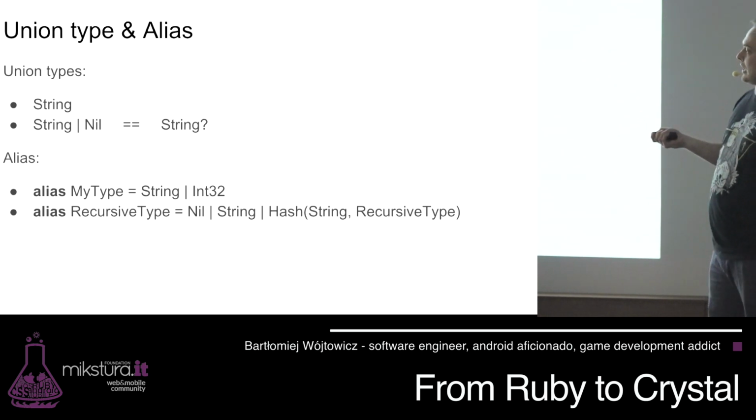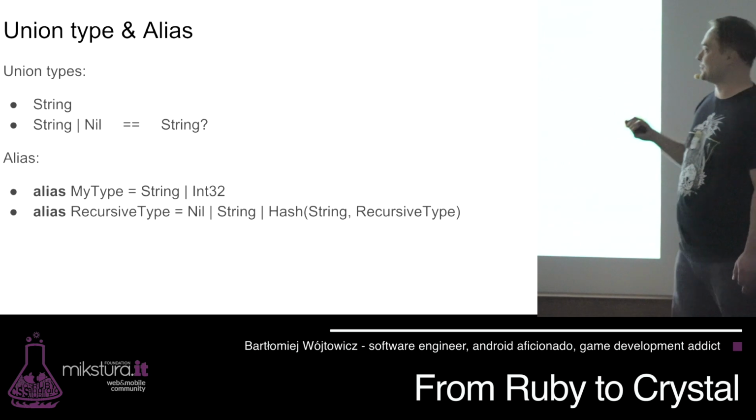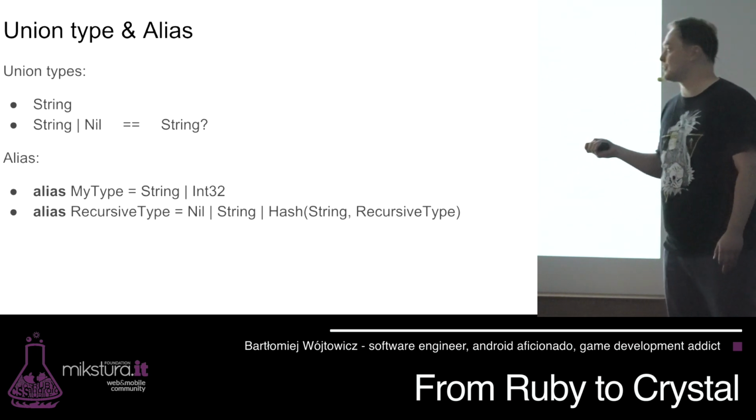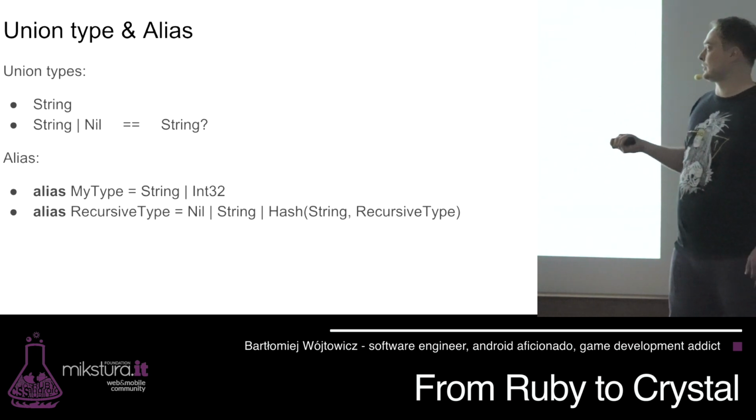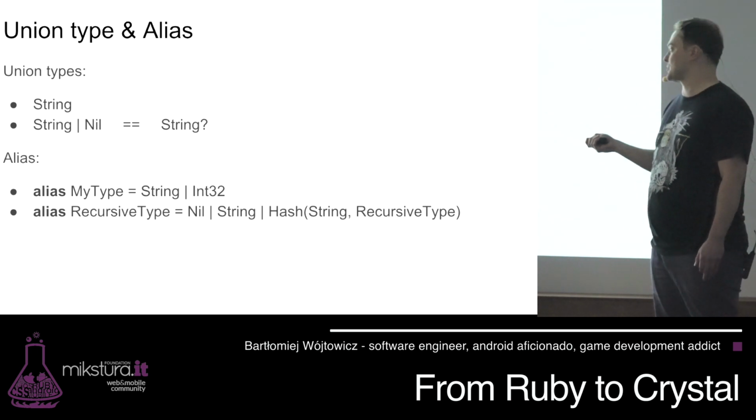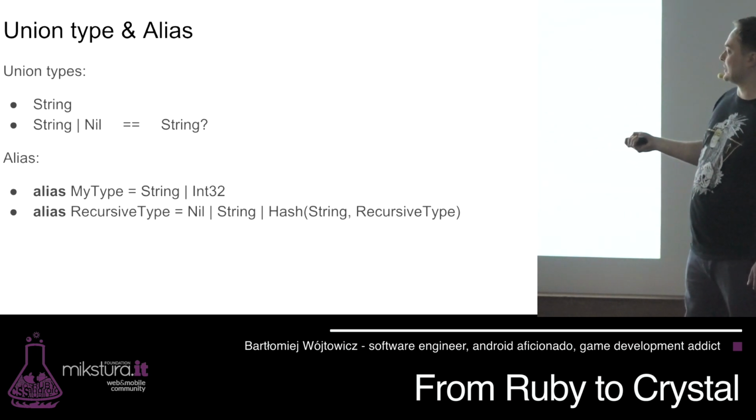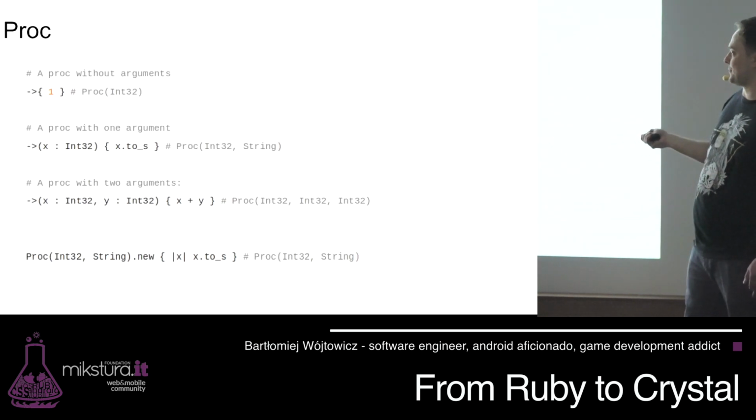And you can create your own types. So you can use aliases. Again, this in Ruby, it means something completely else. So my type will be either string or int32. Or you can even create recursive types that it accepts nil, string, hash, that its key is a string, and as a value it can take a recursive type, which means it will again can take one of these 3.